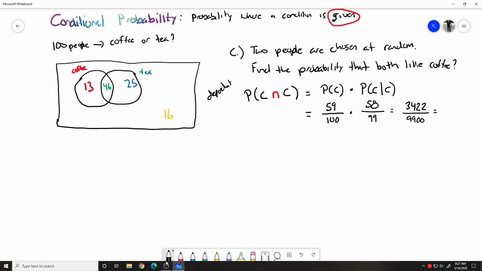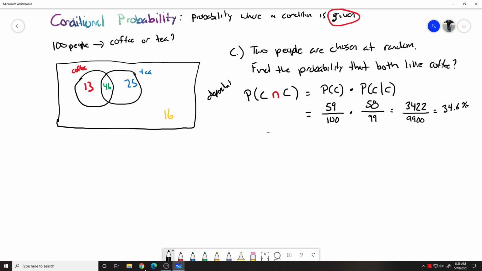Now I might want to actually divide that, because if you're going to tell someone, you have a 3,422 out of 9,900 chance, that doesn't mean a whole lot to anybody, right? Let's get a percentage. So 3422 divided by 9900, and let's round it. That's about 34.6% chance. So you have roughly a one in three chance of getting two people that like coffee if you choose two people, one right after the other.